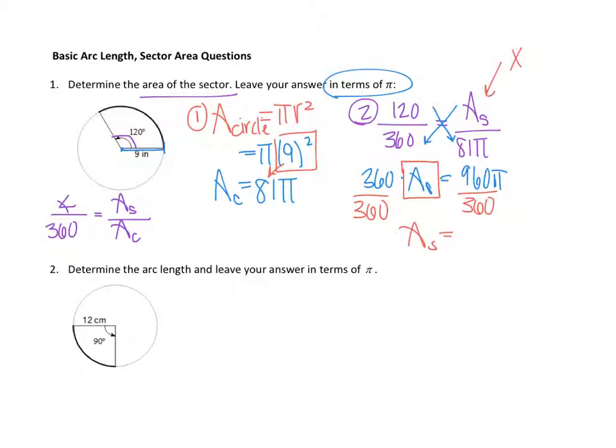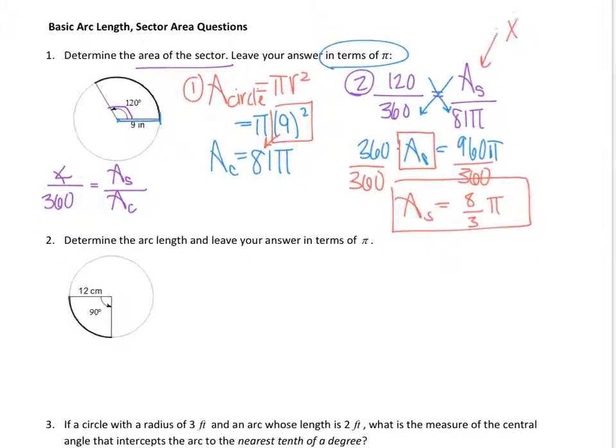In your calculator, type in 9720 divided by 360. Again, leaving the pi out of the calculator. Your calculator should reduce it to 27, and then just attach your pi. Area of that sector came out to be 27 pi.